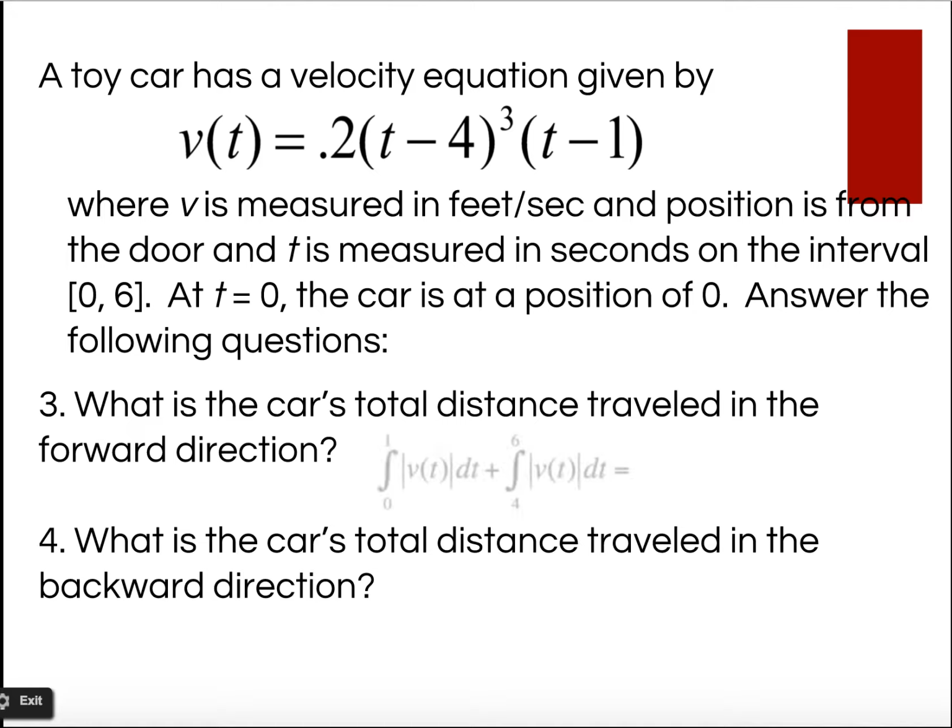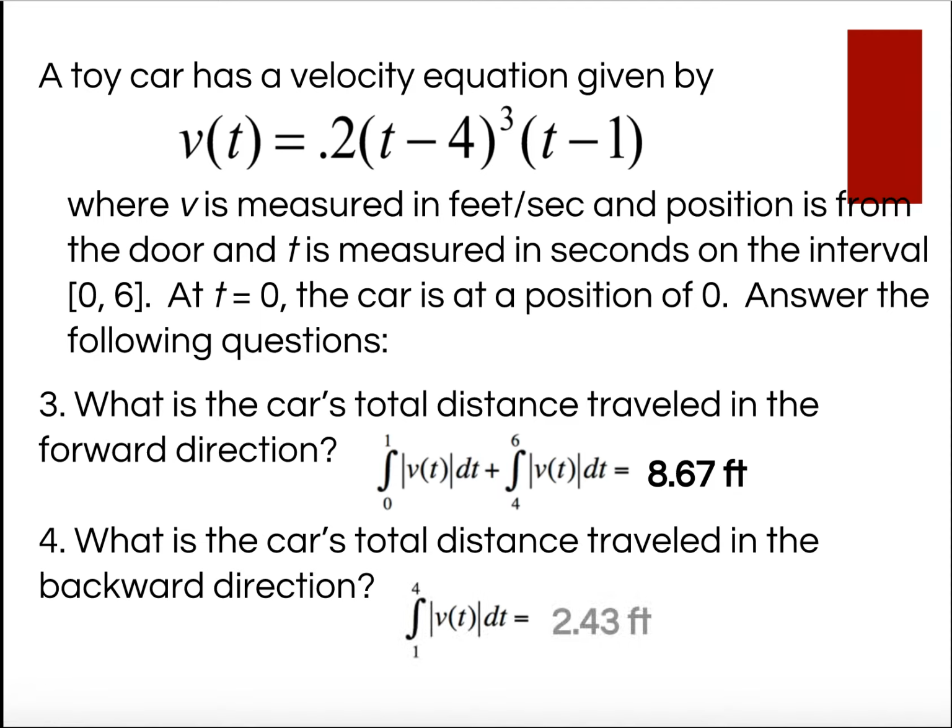Third question was, what is the car's total distance traveled in the forward direction? So this would be using the absolute value from 0 to 1 and then adding it to 4 to 6, and you get 8.67 feet. The car's total distance traveled in the backwards direction from 1 to 4, the absolute value of that, you get 2.43 feet. So remember, with total distance, you're using the absolute value of the velocity.